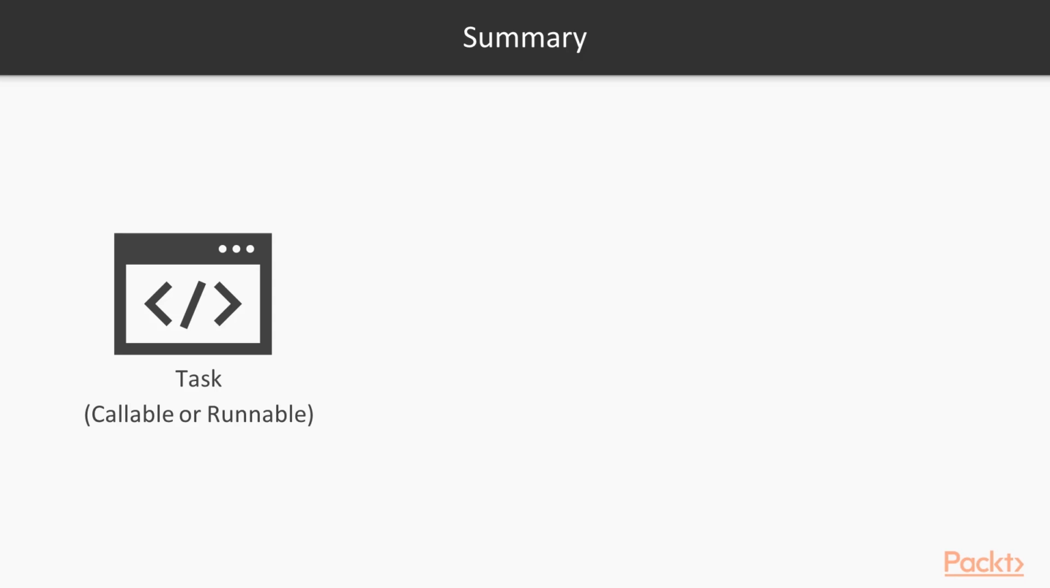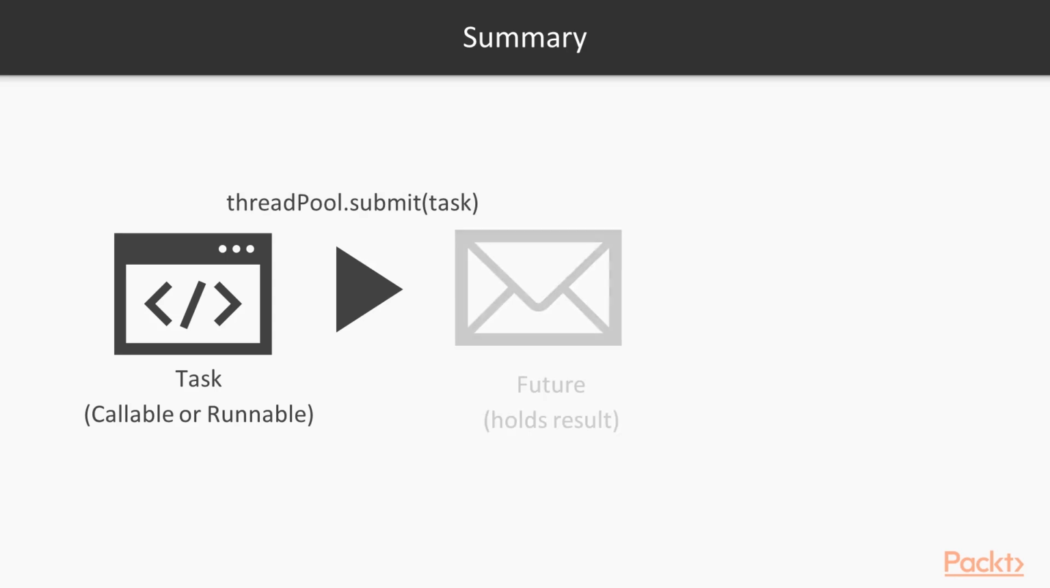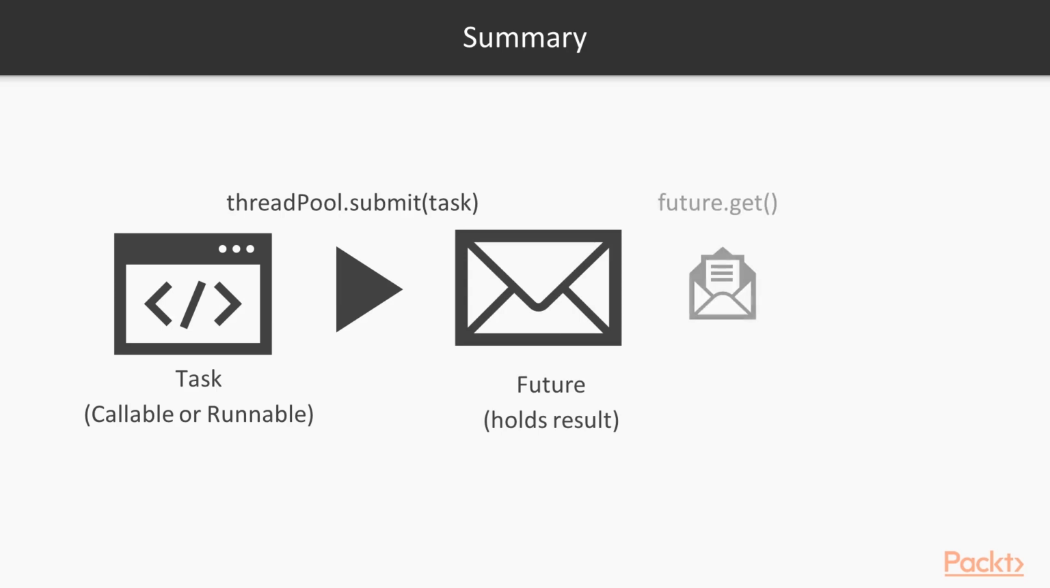In this video, we implemented tasks. A task can either be a callable or a runnable. Both of them are functional interfaces, meaning that they can be implemented with a lambda. Then we submitted the created task to a thread pool, which returned a future object. A future object is like an envelope which holds a result. We can obtain the result with the future.get method.